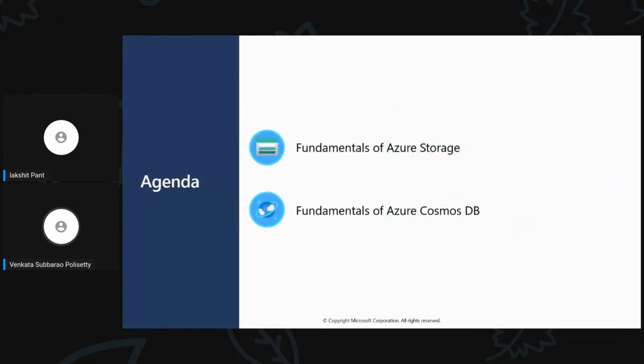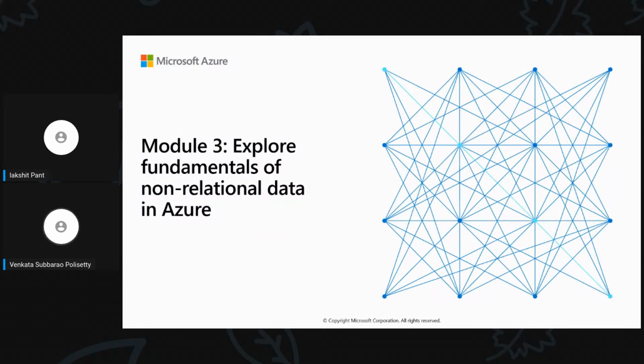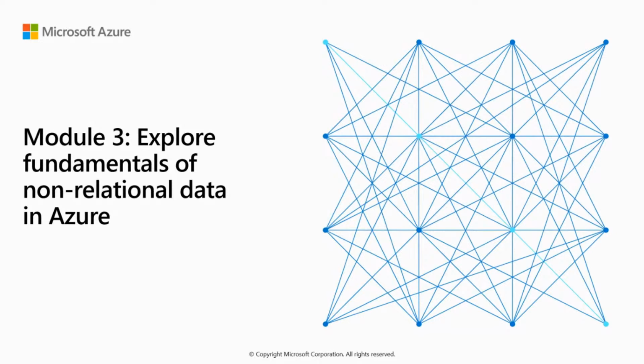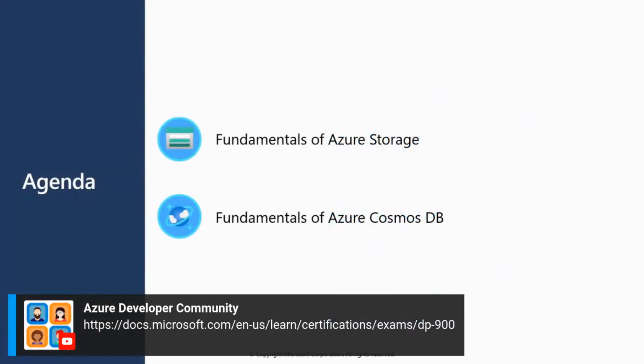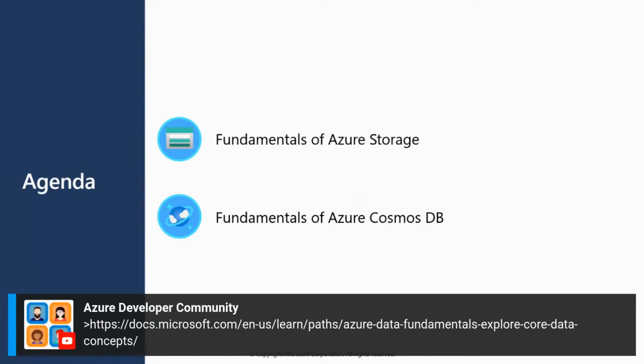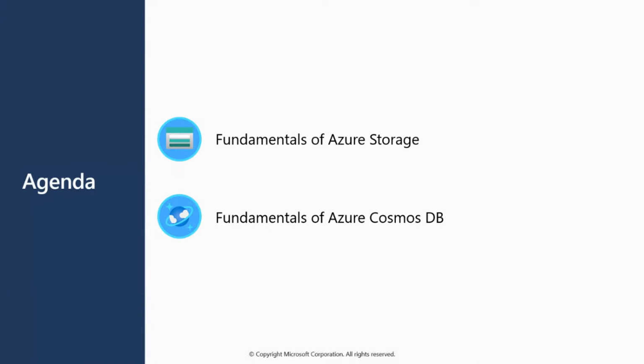So the next topic, what we are going to do, we are exploring the fundamentals of non-relational data. In the first part of today's session, we discussed relational data, but now non-relational data. In the real world, whatever data we see, all will be present in non-relational data only. So for that, how Azure is going to give us the details of it: the fundamentals of Azure Storage and also the fundamentals of Azure Cosmos DB.